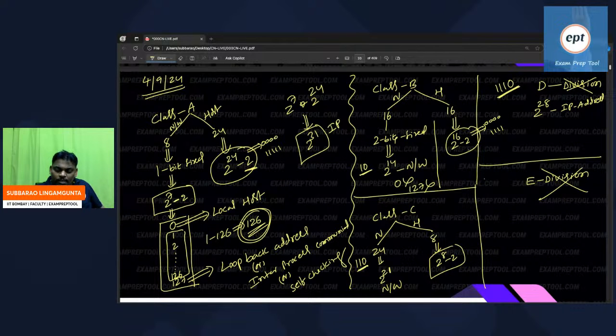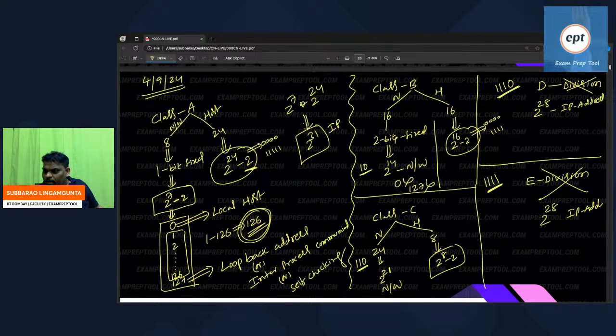Here how many bits are fixed? 4 bits are fixed. So 2 power 28 IP addresses. Remember, here there is no division, nothing. Simply say 2 power 28 IP addresses.